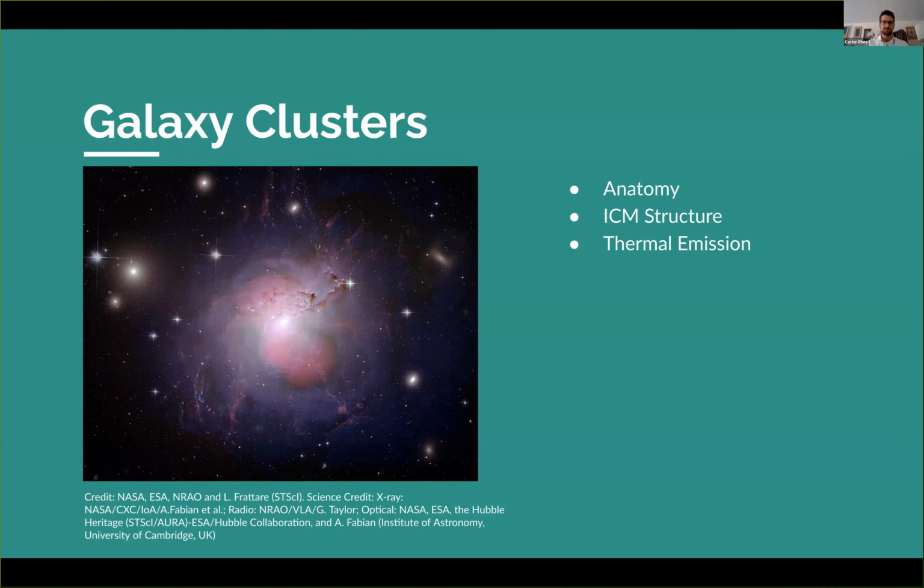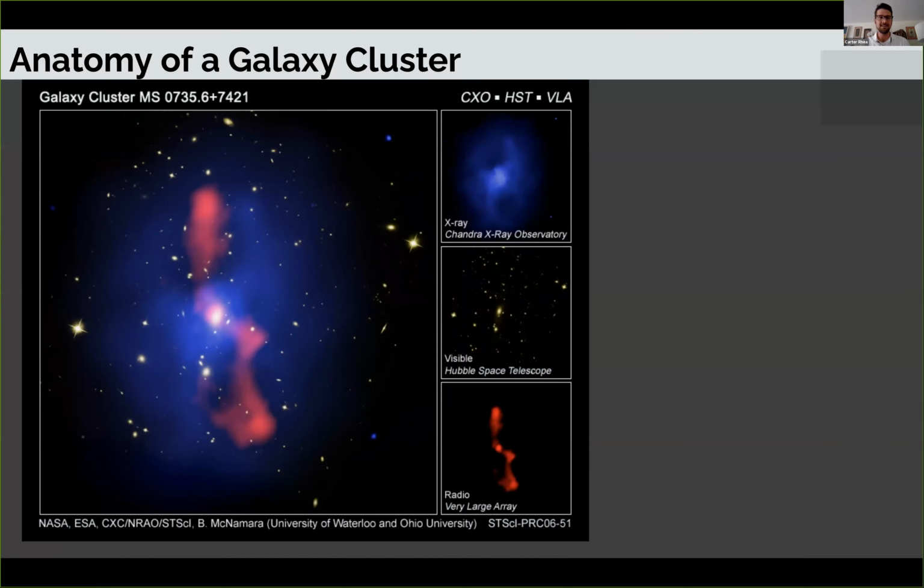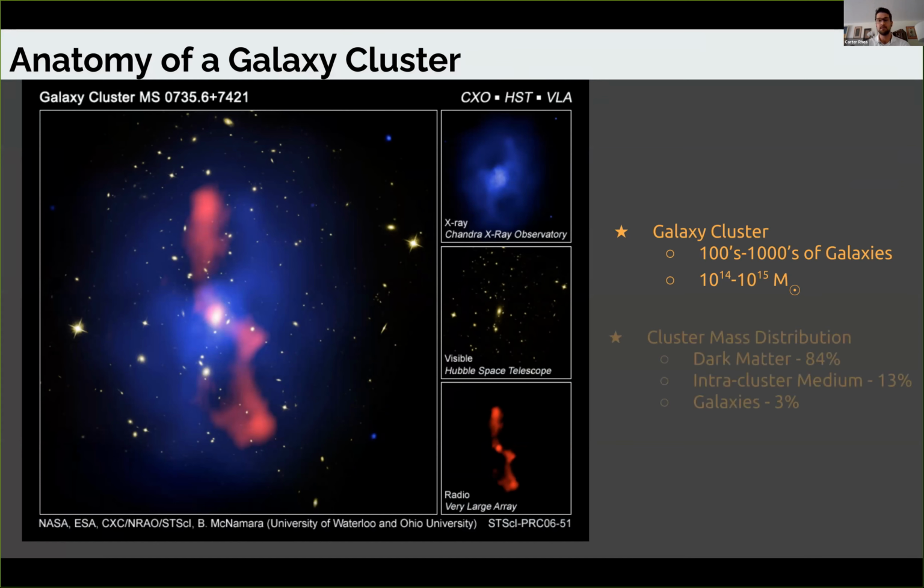So galaxy clusters, let's jump right in. Galaxy clusters are at their core simply a collection of hundreds to thousands of galaxies with a typical mass of 10 to the 14, 10 to the 15 solar masses. These are very rich systems, with multiple different wavelength counterparts. You can see it very clearly here in this image. We'll note that the mass distribution, interestingly enough, is primarily in the form of dark matter. The majority of the baryonic matter, however, is in the intracluster medium, which is a hot diffuse plasma.